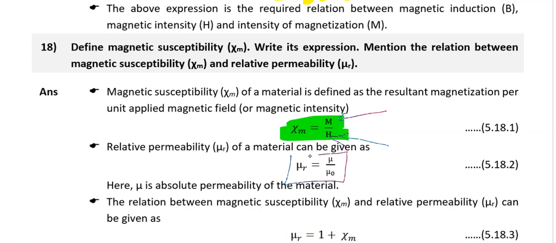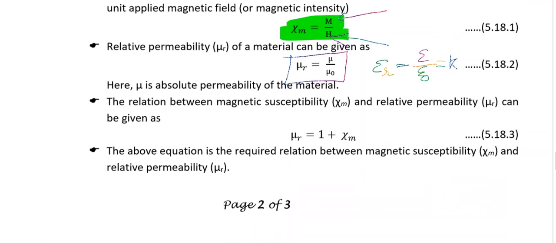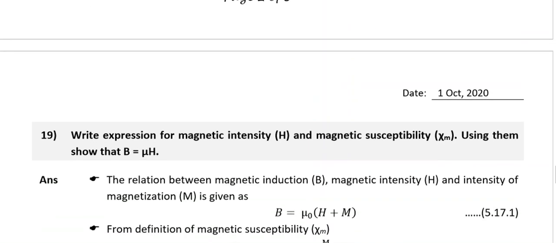And mu r is very similar to our previous definition, relative permittivity, which was epsilon r, which is epsilon by epsilon zero, also known as dielectric constant. Now, here we have one more thing. Mu r is equal to 1 plus chi m. This is the relation between the relative permeability and magnetic susceptibility, which you will have to remember.